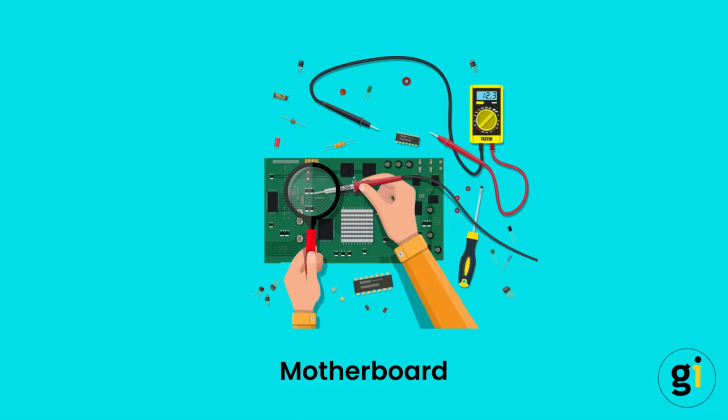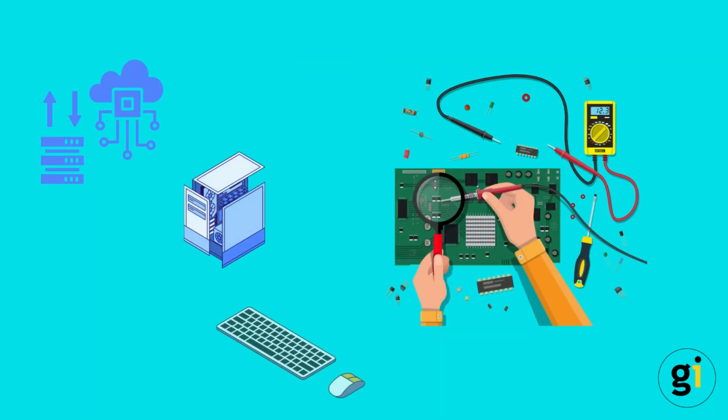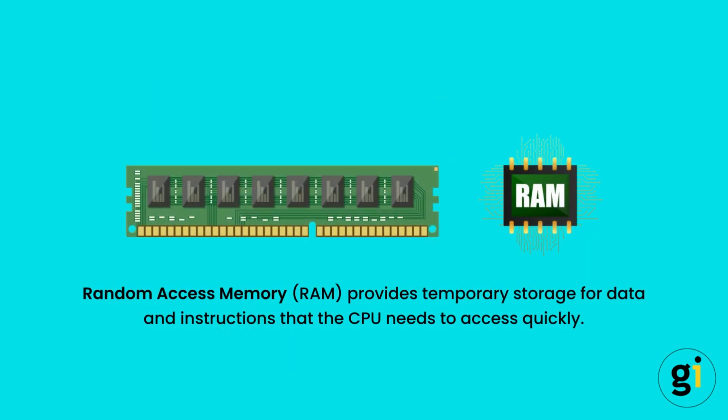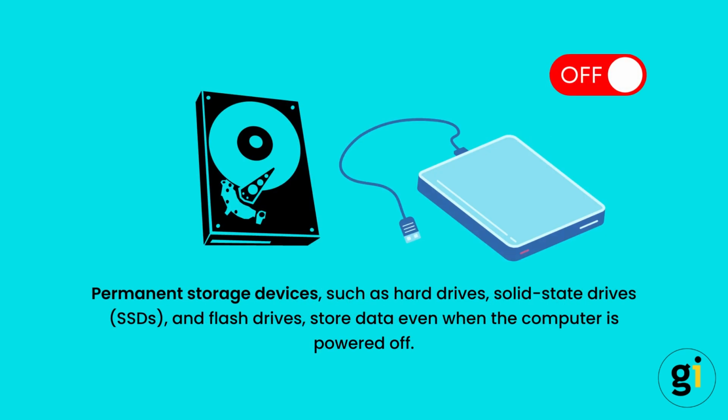The motherboard serves as the main circuit board that connects and allows communication between various components of the computer, such as the CPU, memory, storage, and input/output devices. Random access memory (RAM) provides temporary storage for data and instructions that the CPU needs to access quickly. It allows for faster data retrieval compared to permanent storage devices.